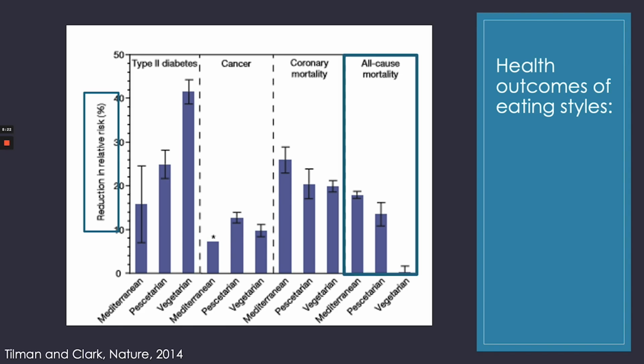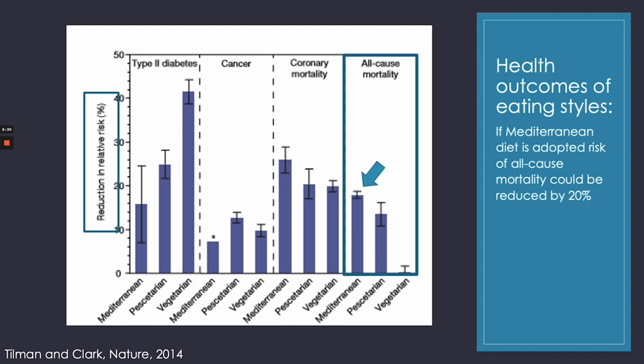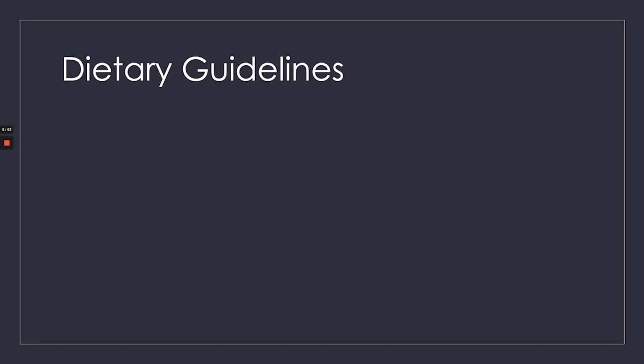So if we look at all-cause mortality here on the right, if adopted, the Mediterranean diet can reduce all-cause mortality by 20% by 2050. So in both cases, whether we're looking at environmental sustainability or for our health, it seems that the Mediterranean diet is the most logical one to choose. Additionally, the dietary guidelines are from the US and they have been established based on science and they support the Mediterranean diet as well.